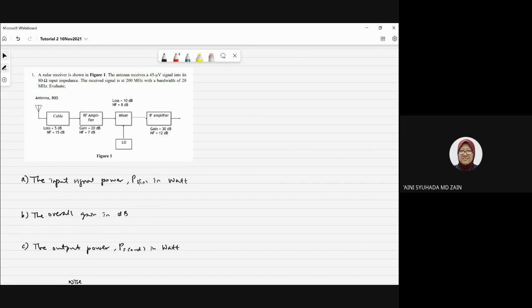Your PS in, or the input signal power, is given by this. The voltage signal that your antenna receives, and you have the resistance there at the antenna as the input impedance.